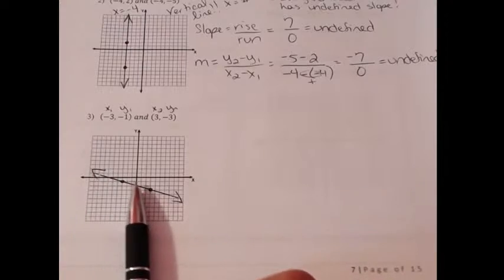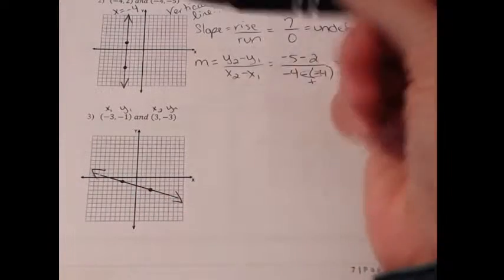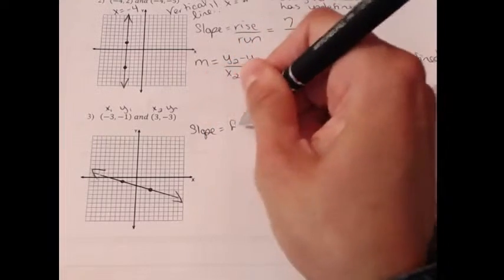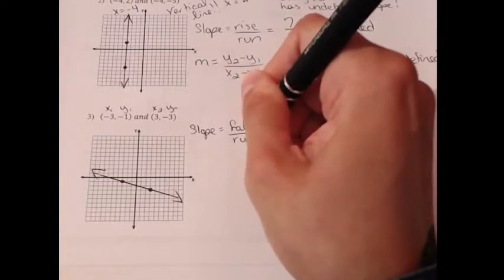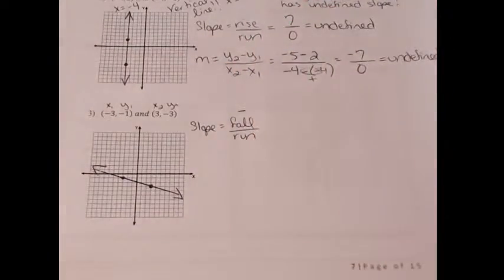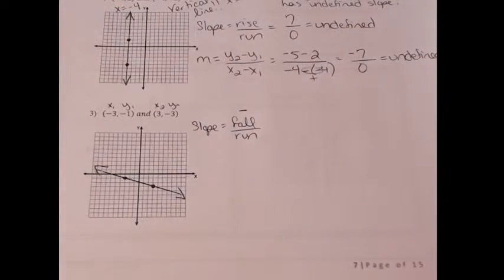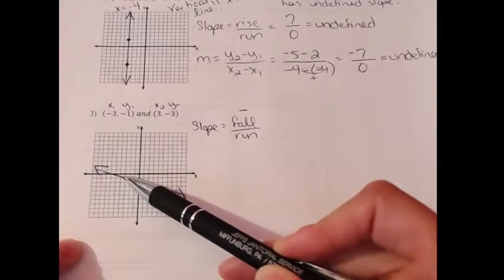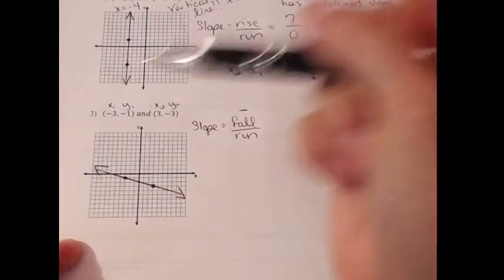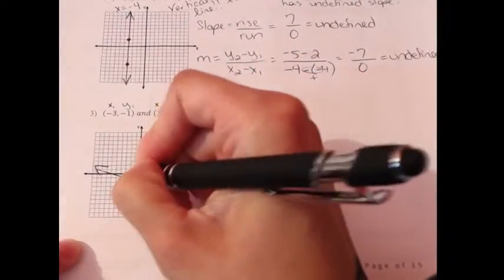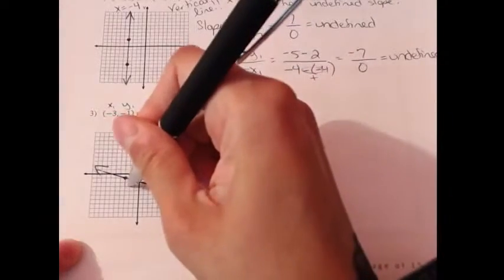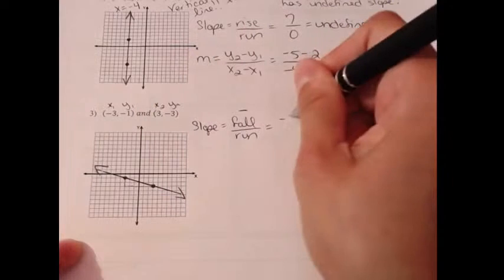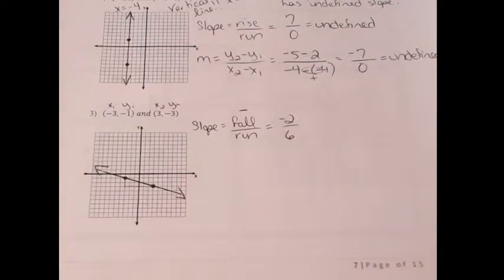So we know that our slope is fall over run. So I'm going to write that here, that slope, in this case, is fall over run. Notice that that implies our slope is going to be negative. So as I move from the first point to the second point, I had to fall 1, 2. And then I had to run 1, 2, 3, 4, 5, 6. So I fell 2 and I ran 6.